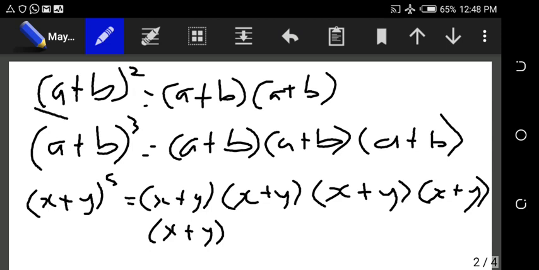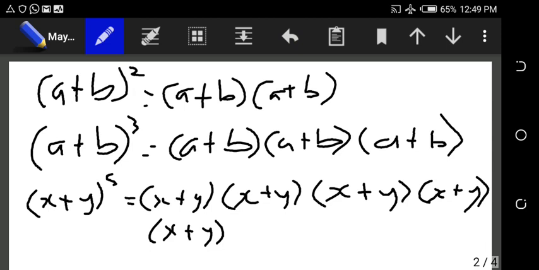So if you have (a + b) raised to power 2, that means you have to multiply (a + b) two times, and when you have, like in this case, (x + y) in brackets raised to power 5, that means you have to multiply it five times: 1, 2, 3, 4, 5. Sometimes it can be time consuming to multiply expressions like this, where you have to take your time and go one after the other.